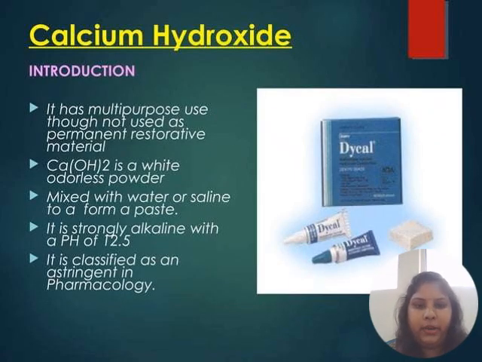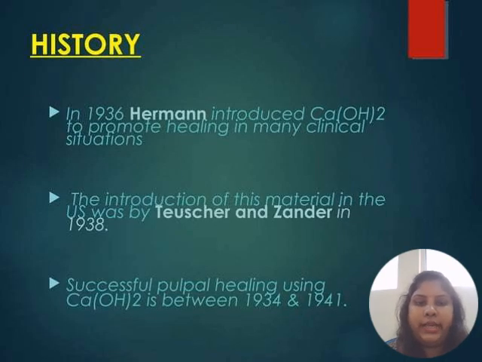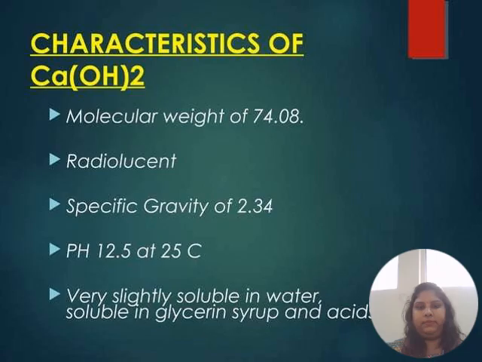Next you have calcium hydroxide. It has multiple uses, though it is not used as a permanent restorative material. It is a white, odorless powder. It has an alkaline pH of 12.5. It is classified as an astringent in pharmacology. So history: in 1936, Hermann introduced calcium hydroxide to promote healing in many clinical situations. The introduction of this material was by Kloger and Zander in 1938. Successful pulpal healing using calcium hydroxide was reported between 1934 and 1941.